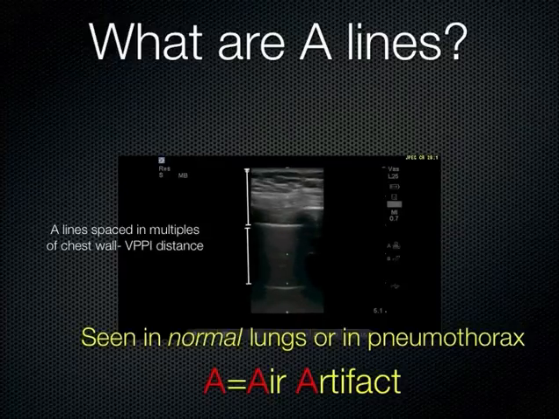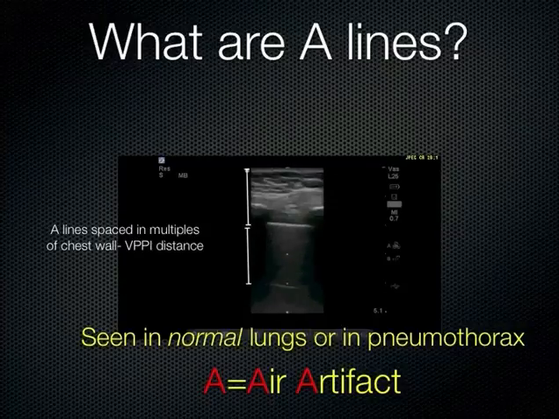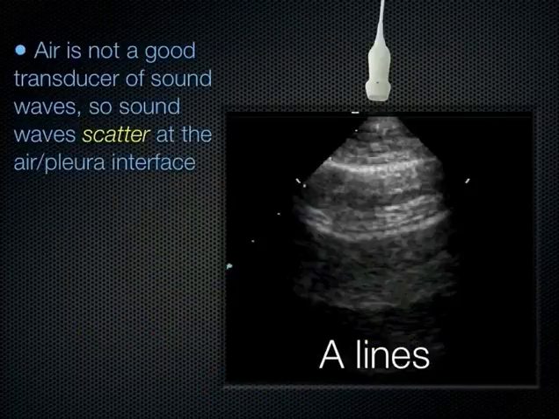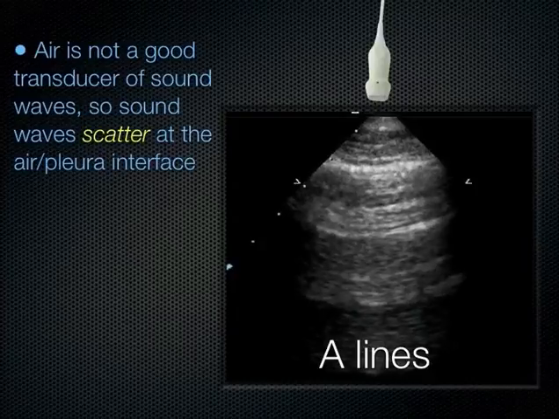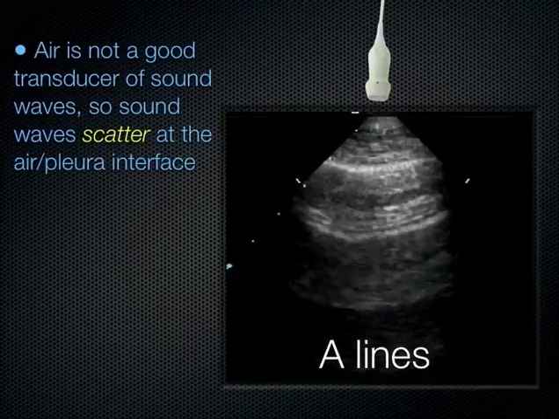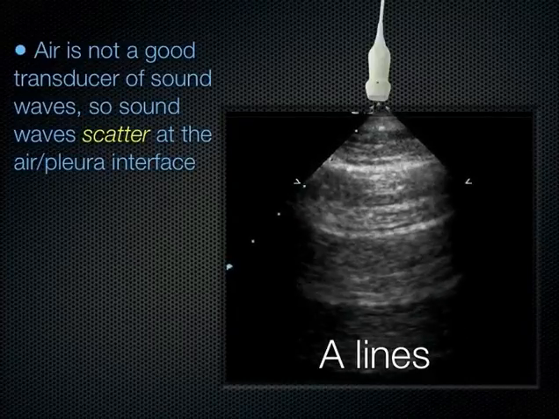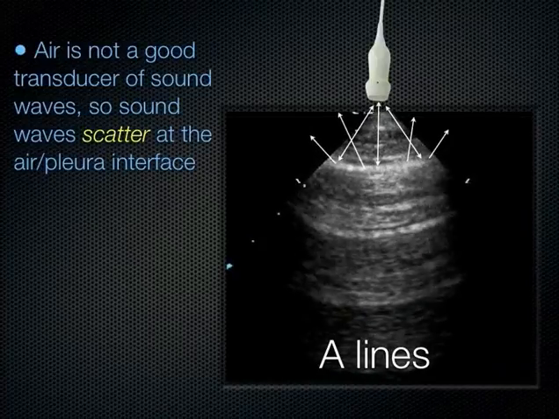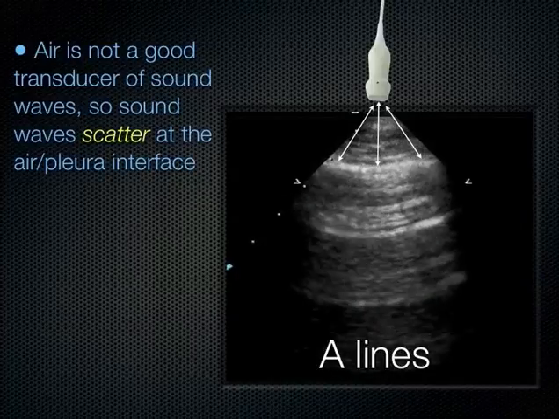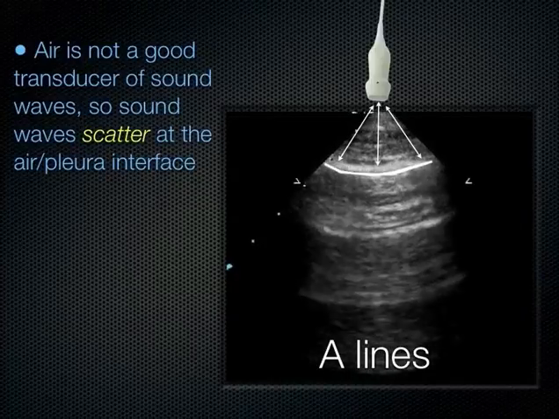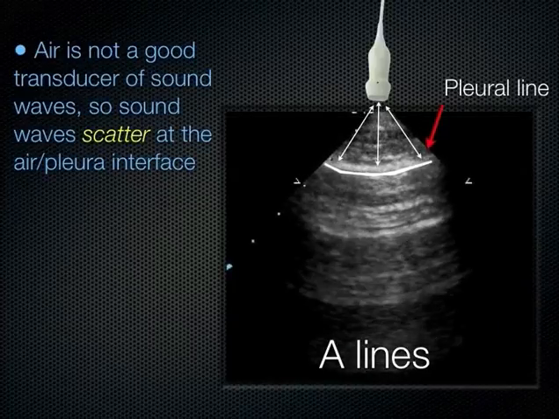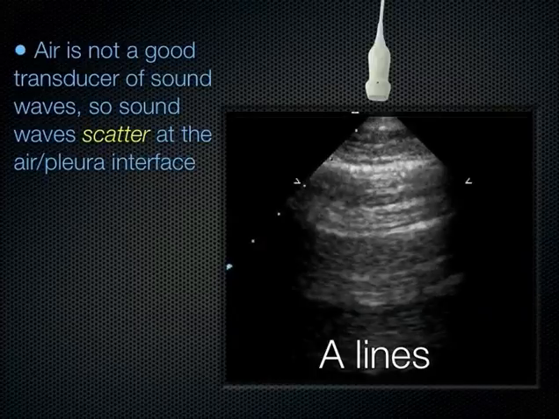Another example, just a reminder, air is just not a good transducer of sound. The sound will reach that pleural line, and most of it will scatter back. But the ones that do reach back to the probe in an organized fashion will create an image, and that's the pleural line. However, some of those sound waves get stuck in the pleural line, and they reverberate, and they reach back to the probe later, and it ends up interpreting that as lines that are lower.